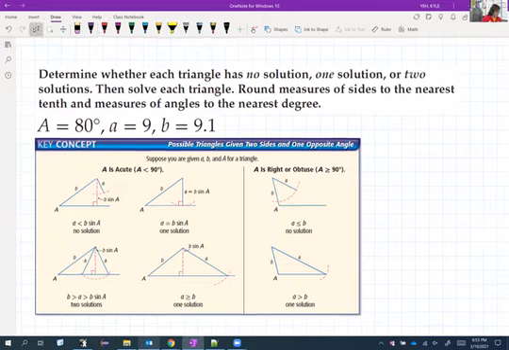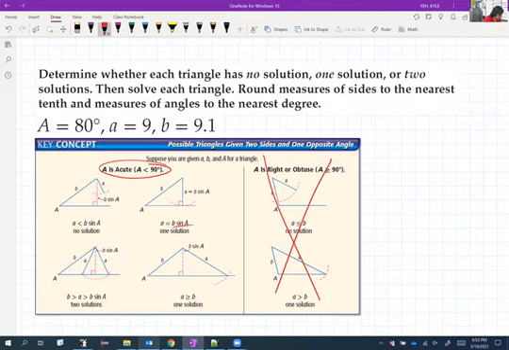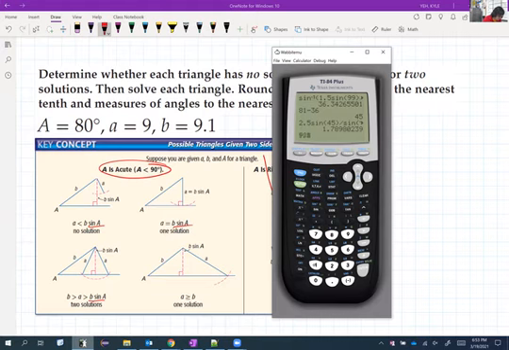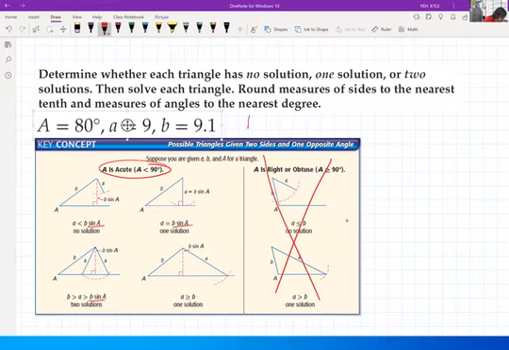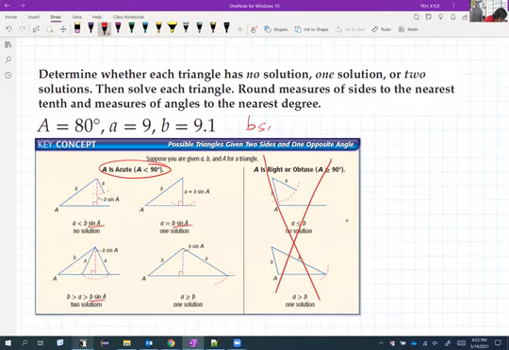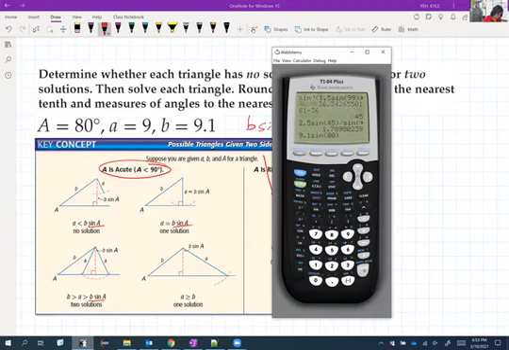Same instructions. A is 80 degrees. So it's an acute angle. I know I'm not using that right-hand side. So that means I need to figure out what this B times sine of A is. So I'm going to come over here to my calculator. What is 9.1 sine of 80 degrees? I'm just going to record that B times sine of A equals 8.9618.